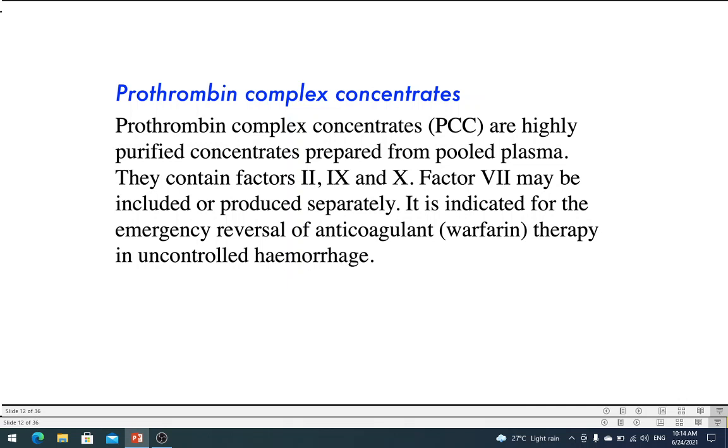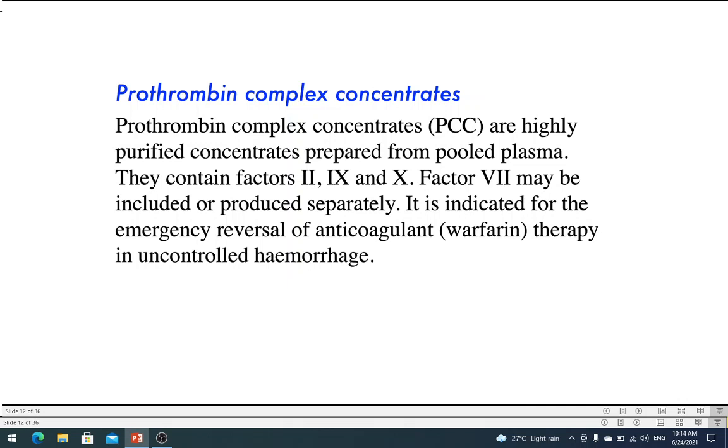Previously we talked about coumarin. Here it is warfarin. Again, warfarin is an anticoagulant that is used for all sorts of things. So if the patient is on warfarin and he has a bleeding due to any cause and you cannot control it, you will use prothrombin complex concentrate.